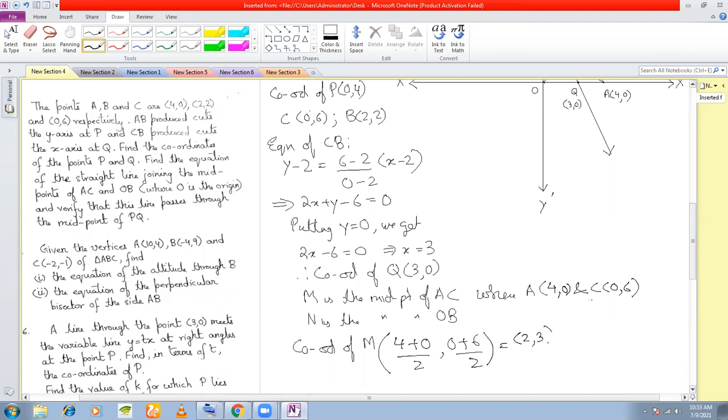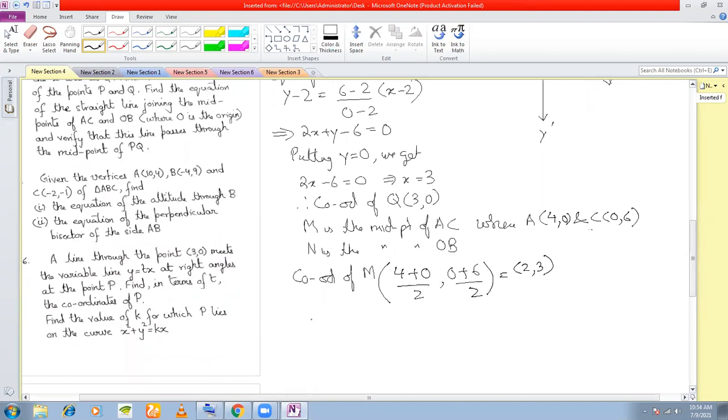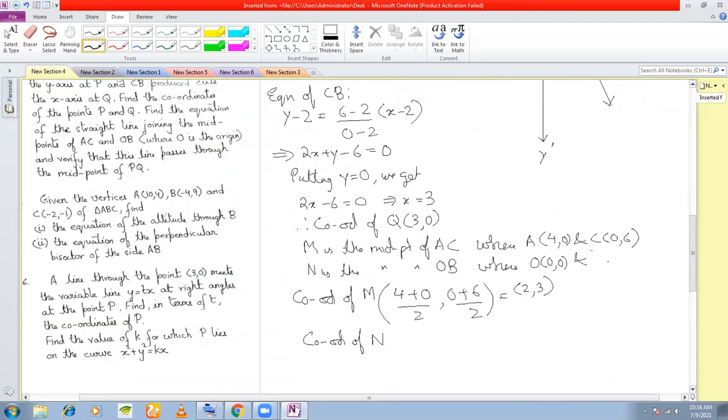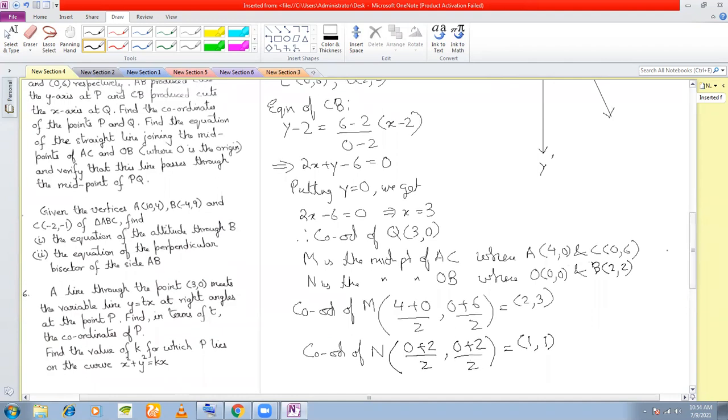Which is 2, 3, right? This is the coordinates of M. What should be the coordinates of N? Let's write down the coordinates of O and B. O is the origin. And what is B here? B here is 2, 2. So coordinates of N should be (0 plus 2) by 2, (0 plus 2) by 2, which is equal to 1, 1. Right? So they have asked you to find out the equation of the line joining the midpoints of AC and OB.